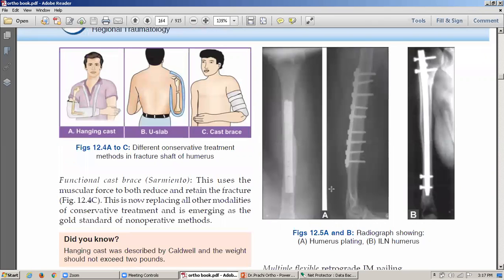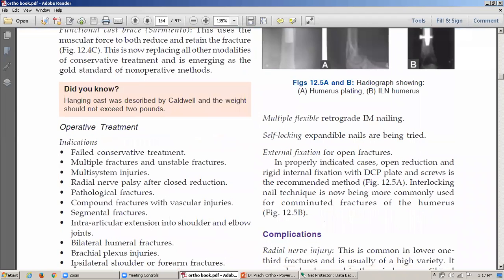So you can see this radiograph, the X-ray which is showing the humerus plating. So in this diagram you can see a plating within the humerus here. And this is a diagram B which shows the interlocking nail humerus. So this is another type of plating. So multiple flexible retrograde IM nailing, self-locking expandable nail are being tried and external fixation for the open fractures.